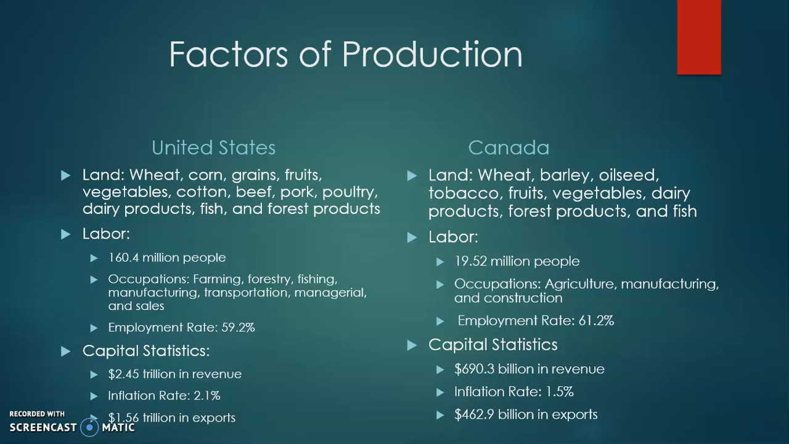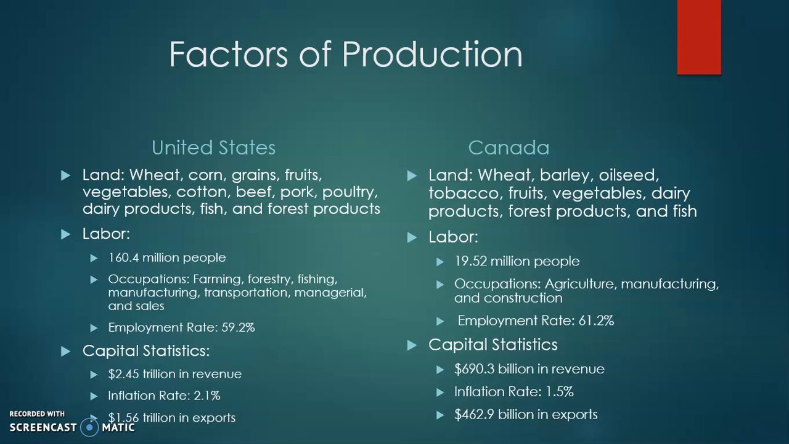They have a labor force of approximately 160.4 million people. Their main occupations would include farming, forestry, fishing, manufacturing, transportation, managerial, and sales. The United States current employment rate is about 59.2%. Some statistics about the United States: they bring in about $2.45 trillion in revenue. Their current inflation rate is 2.1%, and in addition to the revenue, they also bring in an additional $1.56 trillion in exports.